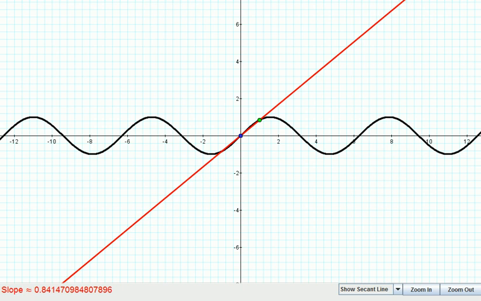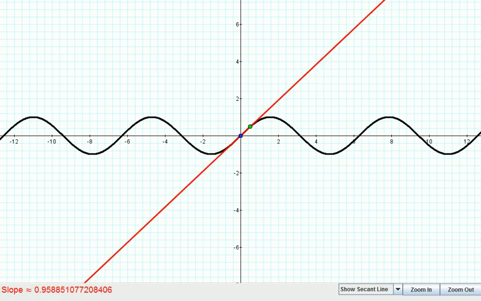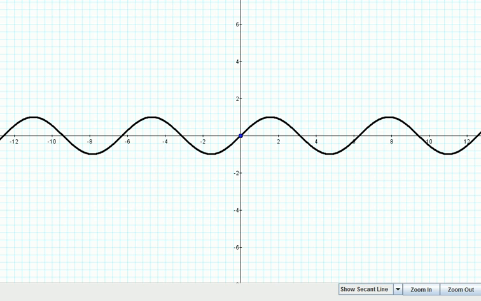If I shrink it some more, like say I go to a half, see that green dot keeps getting closer to the blue dot as the change in x becomes 0. Those 2 points would be the same. So if I go 0.25, now it's even closer. And you can see as it gets closer and closer, it's actually turning into the tangent line. It's pretty hard to tell that it's not the tangent line at this point.